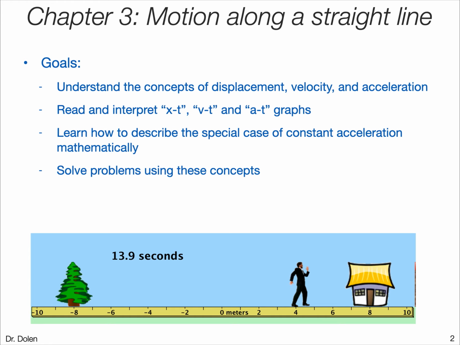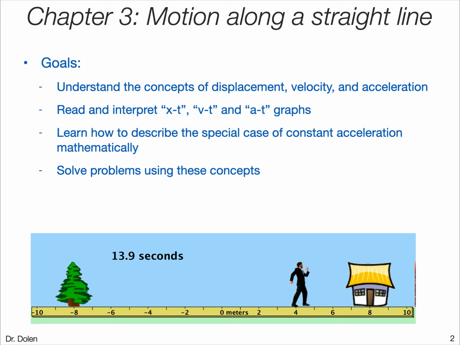So what are our goals for this chapter? Our goals are to understand the concepts of displacement, velocity, and acceleration. These are all words you may use in everyday life, but we want to define them mathematically and understand the concepts of them physically. We want to read and interpret position versus time, or x versus t, velocity versus time, or v versus t, and acceleration versus time, or a versus t graphs. These are really critical for our conceptual understanding of motion and really useful. These are things you may see in everyday life, working as an engineer or in many other fields.